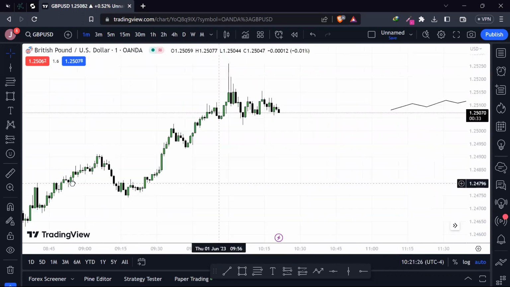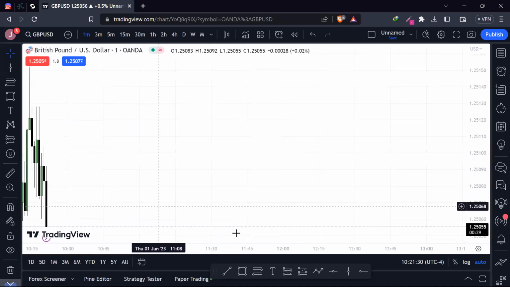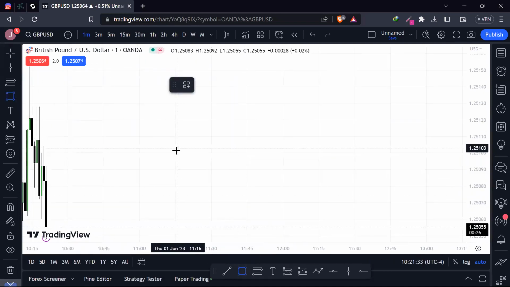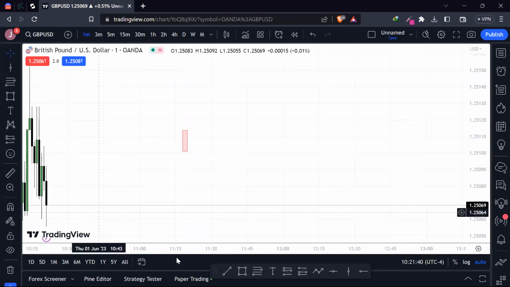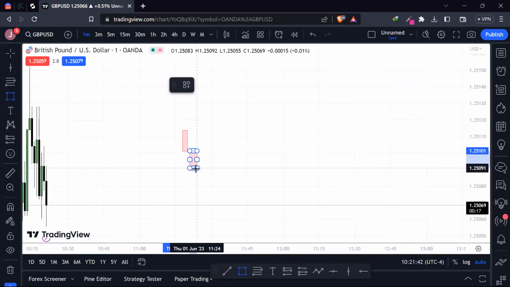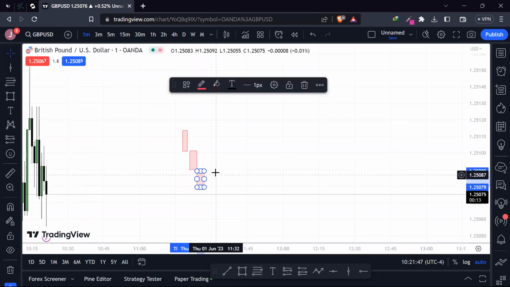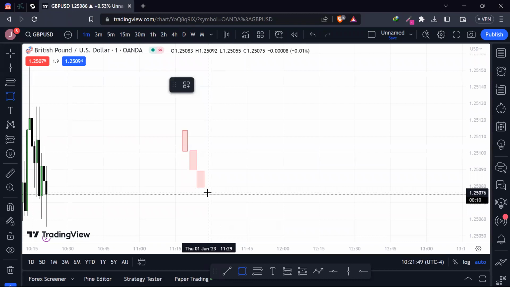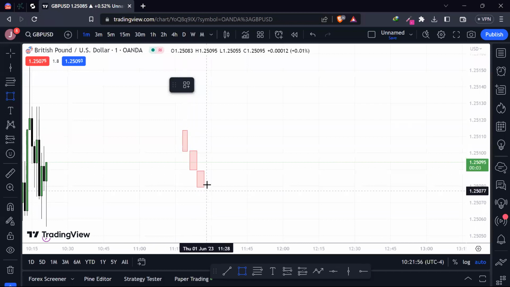Now I'll teach you the fair value gap. So the fair value gap is when a candle, this one is a candle, there's a different candle, and another candle. Imagine these are all bearish candles. And now there's a bullish candle here.